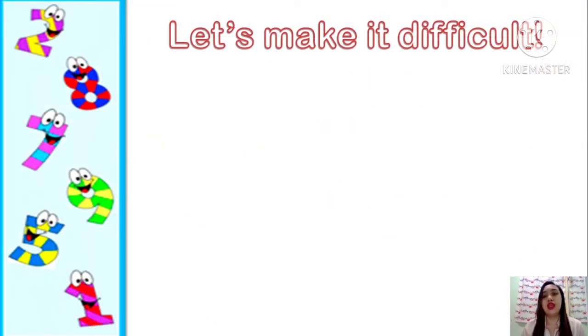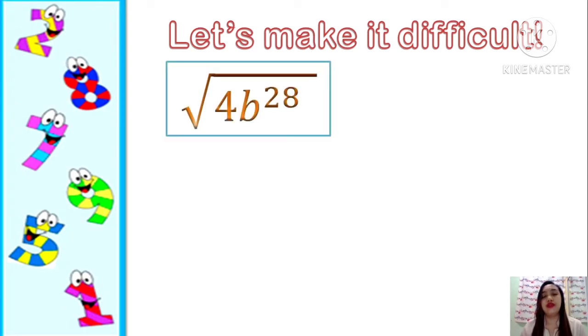Next, let's make it difficult. How about if you have a constant and a variable with an even exponent? How are we going to get the square root? Kapag naghalo-halo na, may number na siya, meron na siyang variable na may exponent. Yung kanina kasi is just a variable na may exponent, yung isa naman is just a number. How about if we combine the two? How can we get the square root step by step?